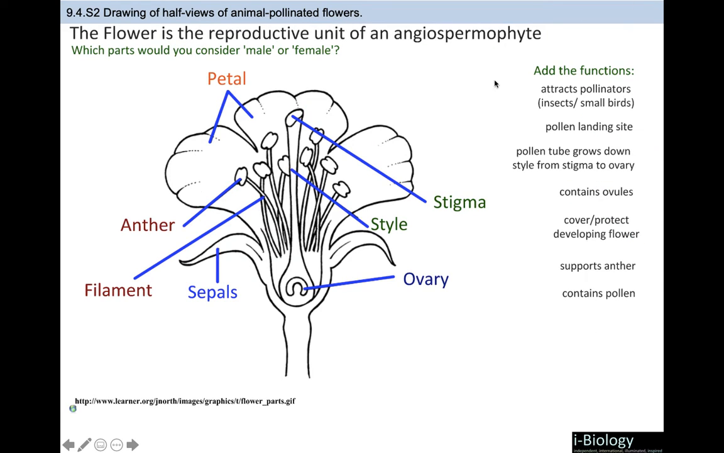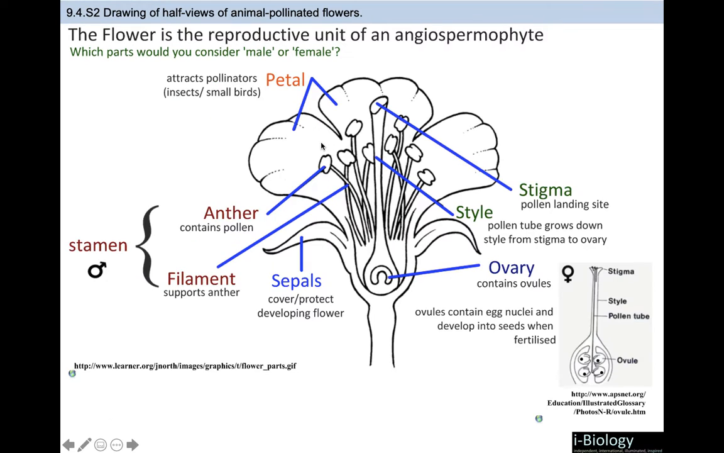So let's see everything labeled. And now let's add the functions of each thing. Plants actually have both male and female organs. You'll see these filaments right here, and at the very end of these filaments we have anthers. The anther is the area that contains pollen, and pollen is the male gamete of a plant. Both the anther and the filament make up the male reproductive portion, and we call that the stamen.